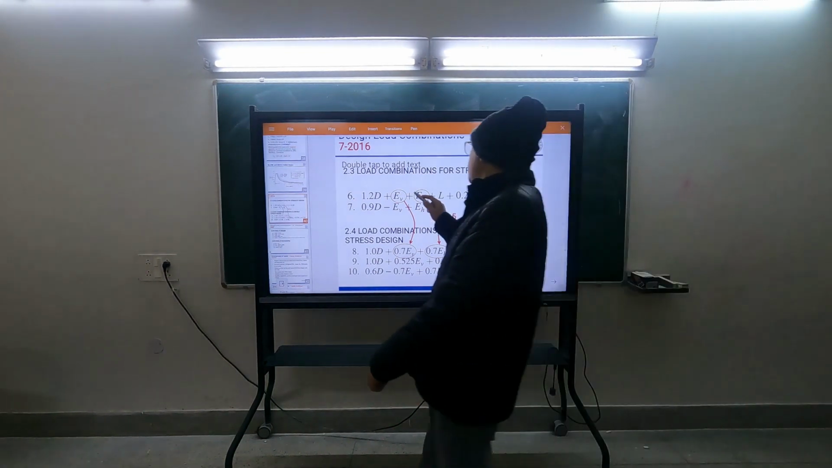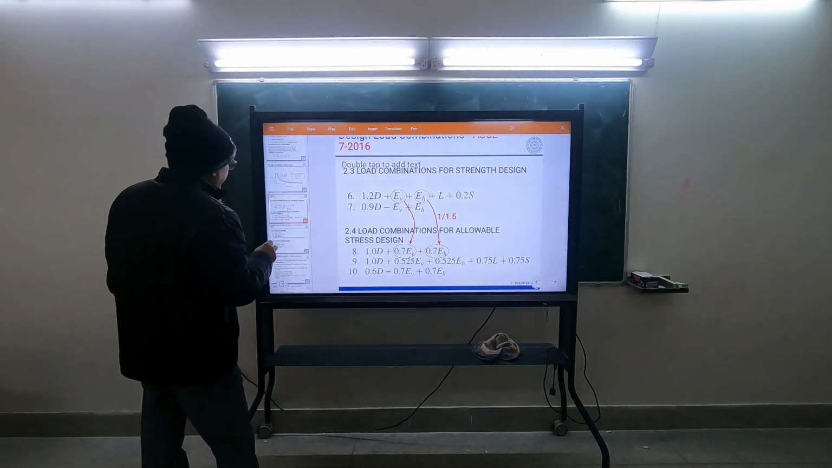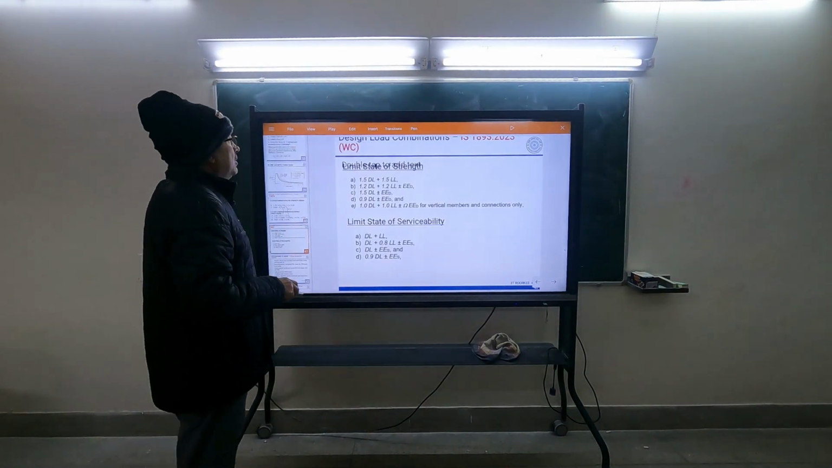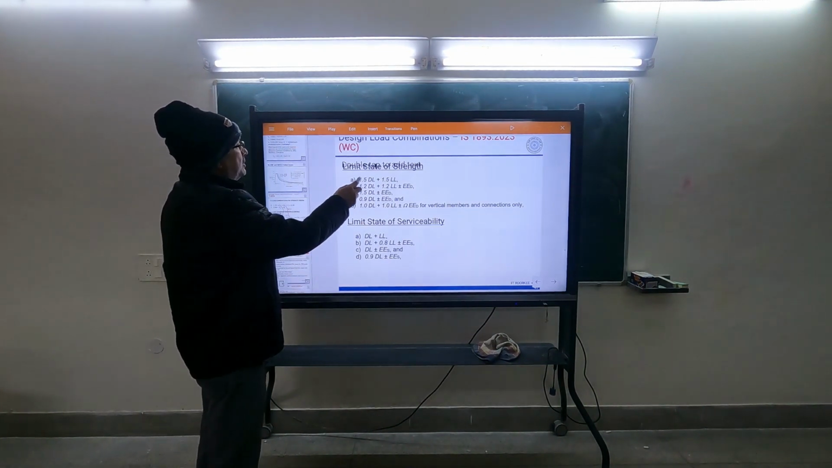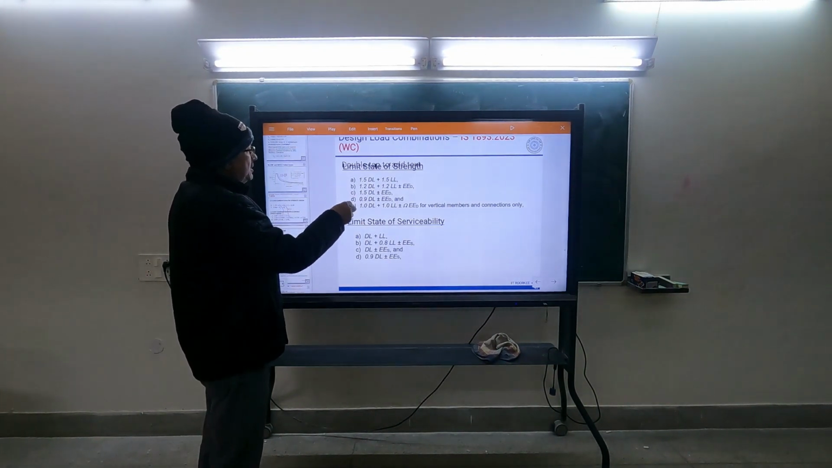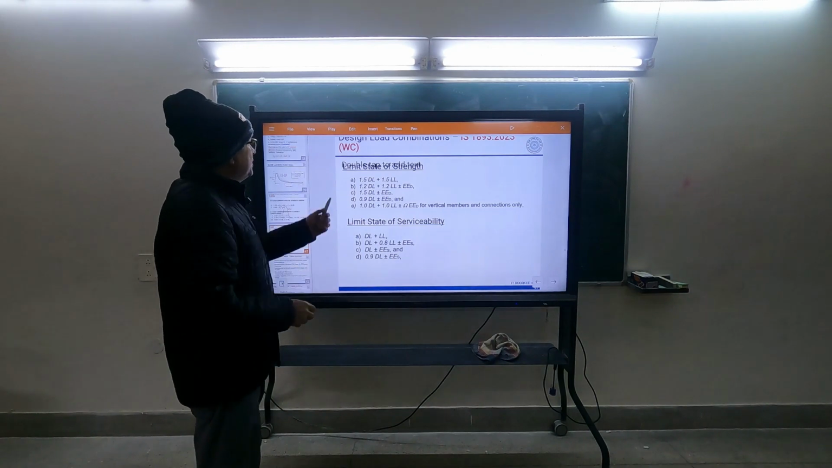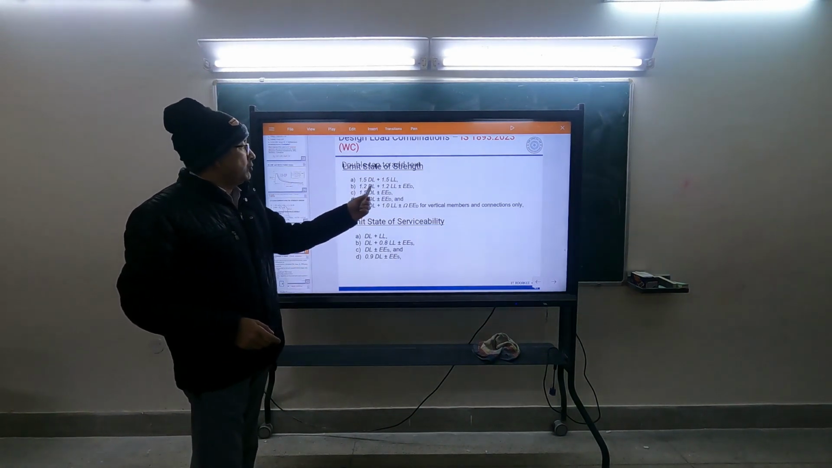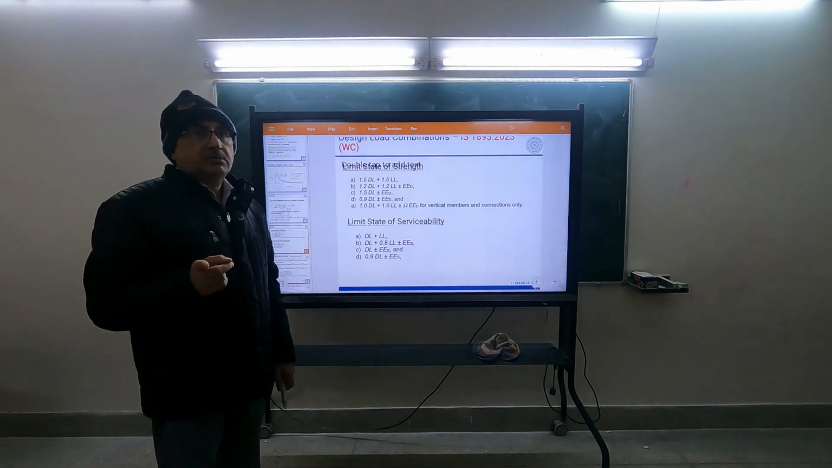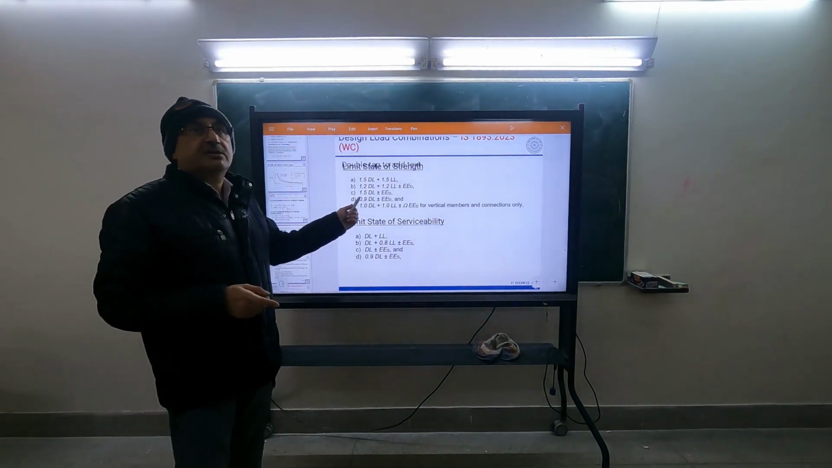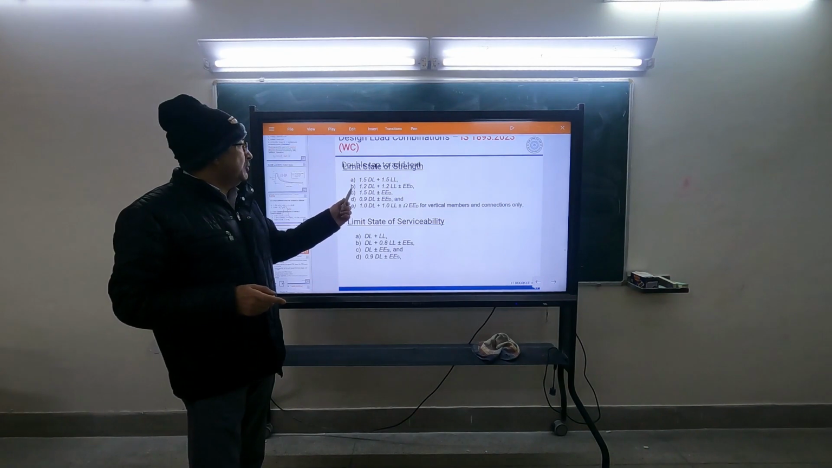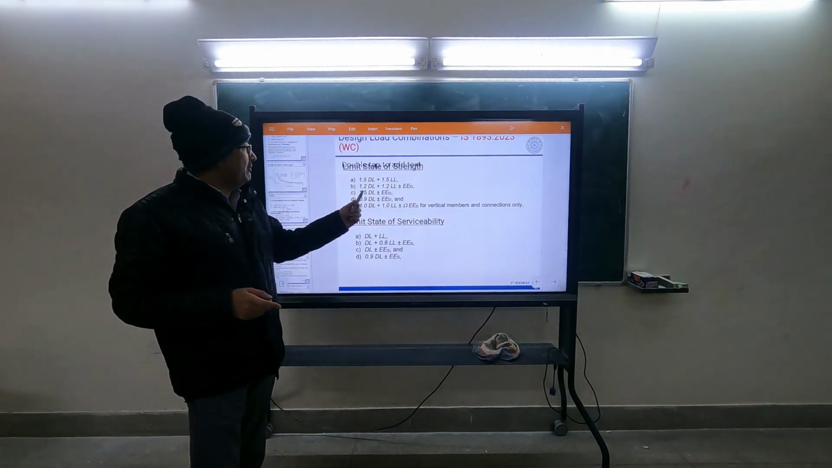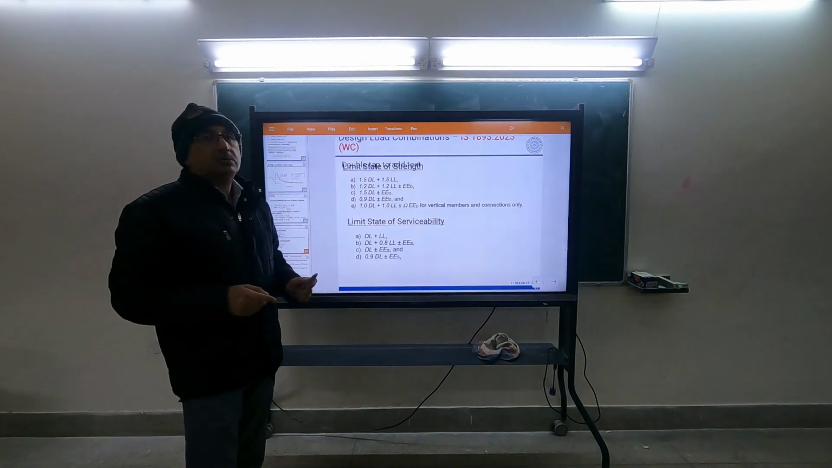So this ratio here is also 1.5 in our code. This is the revised code which is in wide circulation. Here also you will see that the factor of earthquake load has been made 1 in contrast with the current code. In the current code, it is 1.5 dead load plus 1.5 earthquake load. Here it is 1.5 dead load plus 1 times earthquake load.